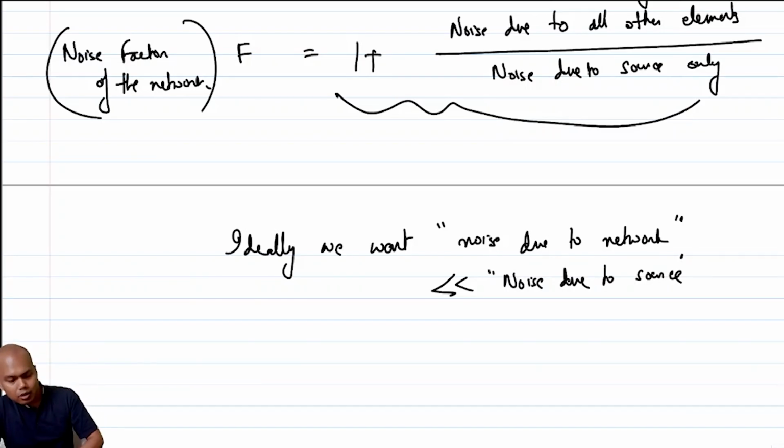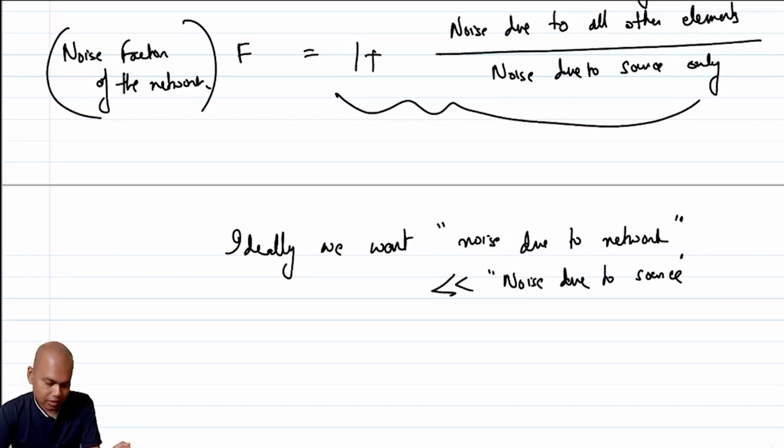Why? Because the noise due to the source, we cannot do anything about it. It exists. If it's a 50 ohm resistor that comes from the antenna, you cannot do anything about it, right? All we can do is to not make it any worse. If you can satisfy this noise due to the network to be much less than the noise due to the source, then all you are saying is that I am not degrading the noise performance of the system, right?